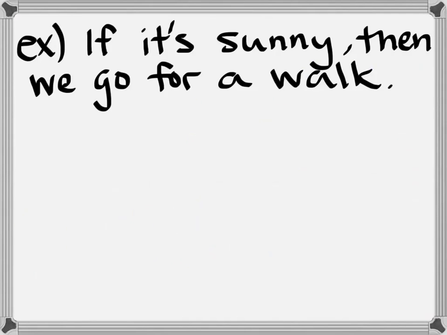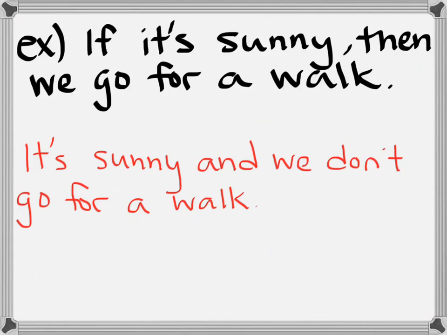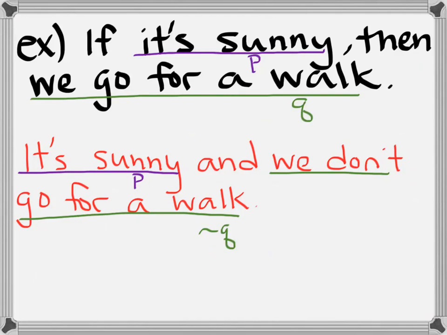All right. So let's actually use this with an example. If I were to say, if it's sunny, then we go for a walk. If I wanted to negate this, I could do something really silly and say, it is not the case that if it's sunny, then we go for a walk. But that's sort of hard to understand. So if we wanted to negate this, I would identify what P and Q are. So P is it's sunny, and Q is we go for a walk. And then the negation would be P and not Q. So the negation of the phrase, if it's sunny, then we go for a walk, is it's sunny and we don't go for a walk. That makes a little bit of sense in terms of English.